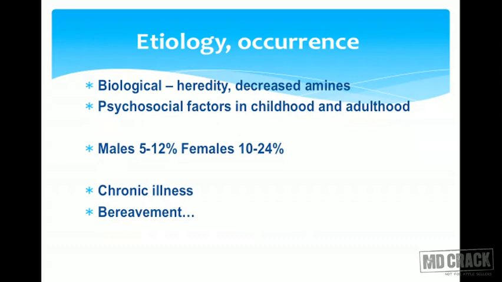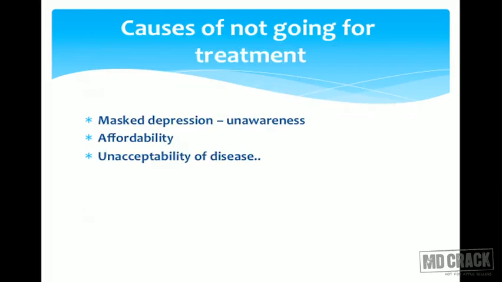What's the etiology and occurrence of major depressive disorder? The biological factors involved are heredity and decreased levels of amines in the brain, then the psychosocial factors present in childhood as well as adulthood. Major depressive disorder is fairly more common in females, 10 to 24%, and in males, 5 to 12%. There is often an association with chronic illness, and an association of bereavement with major depressive disorder.